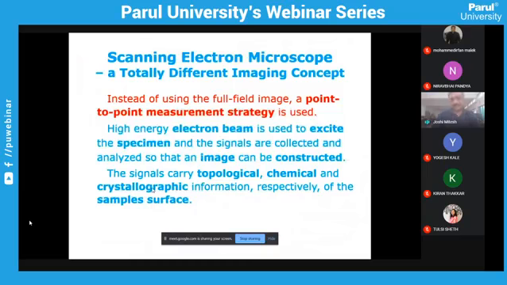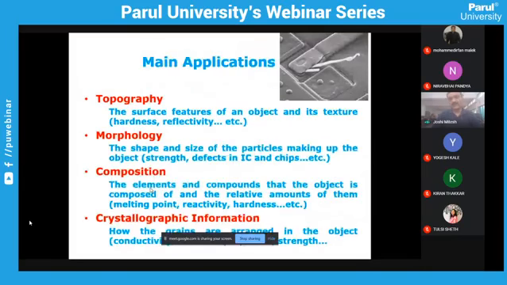What are the main applications of this scanning electron microscope? The main application is topography, where you can identify the surface features of the object, their texture, hardness, reflectivity, diffraction conditions, etc. So topography is generally used to identify the surface features.